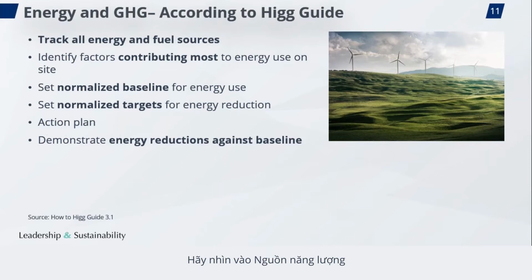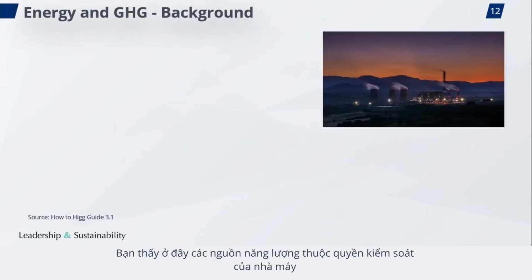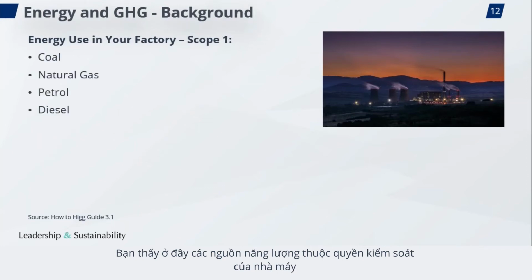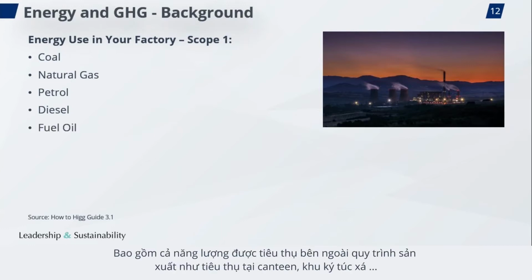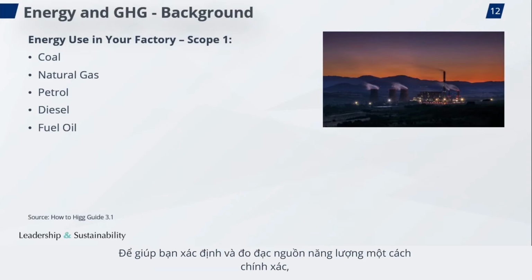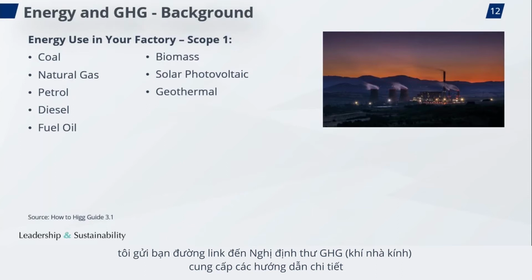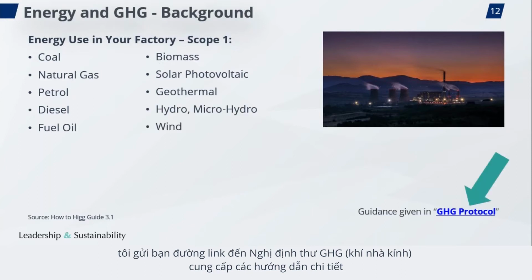So let's have a look at energy sources. You see here an overview of potential energy sources that are owned or controlled by your facility. These must be tracked. It also includes energy sources that are not used in the manufacturing process, such as, for example, canteens, dormitories, etc. To make sure you measure your energy sources accurately, we provide you also with a link to the greenhouse gas protocol that gives you further guidance.